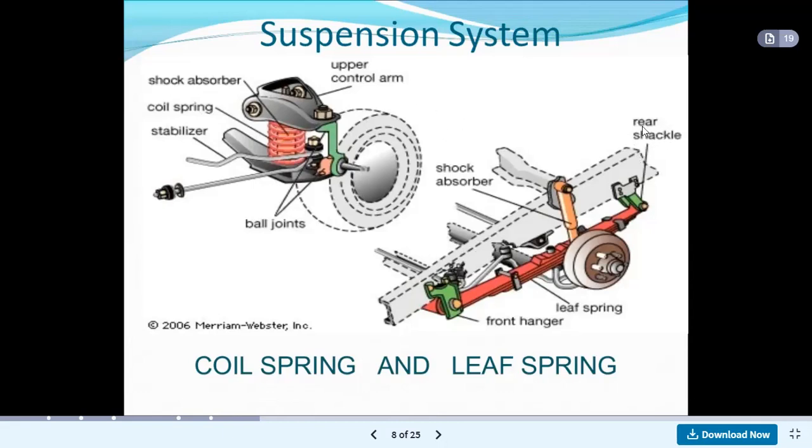If we see here, the rear shackle is provided, then the front hanger is provided, the leaf spring is available here. This is the shock absorber. So this is the leaf spring. These are the two different types. This is the coil spring and this is the leaf spring.